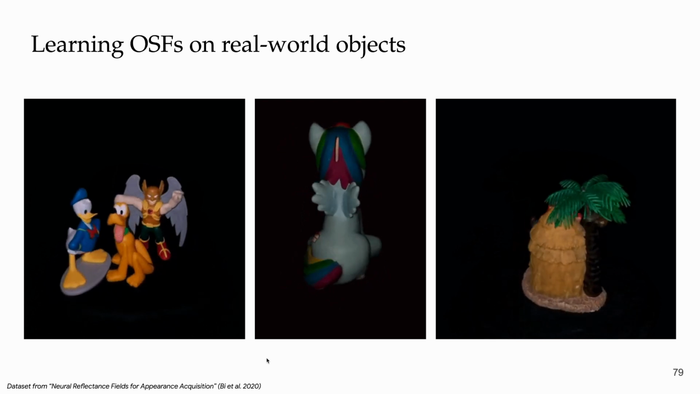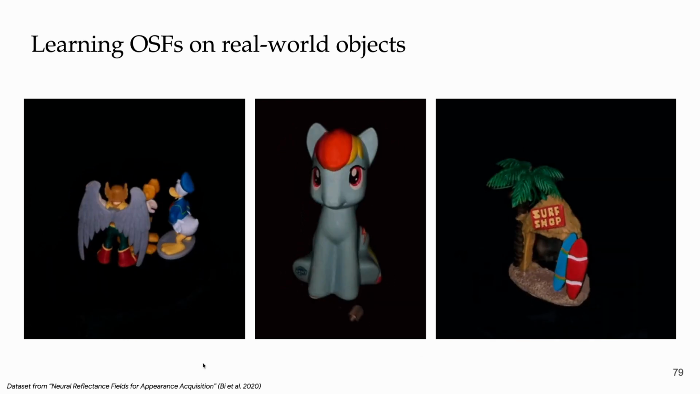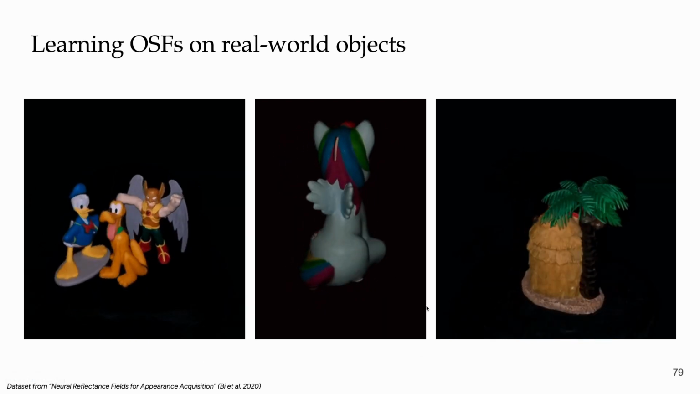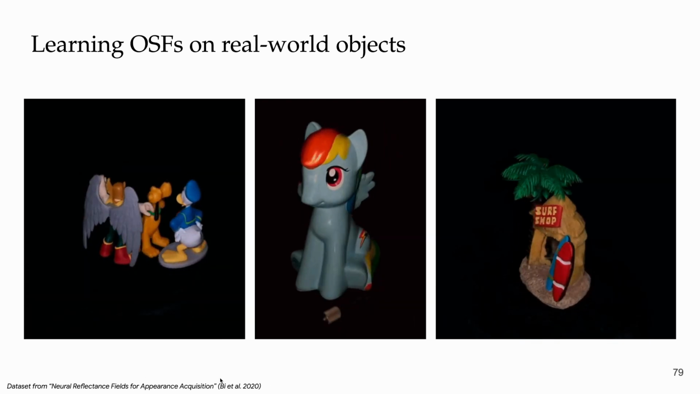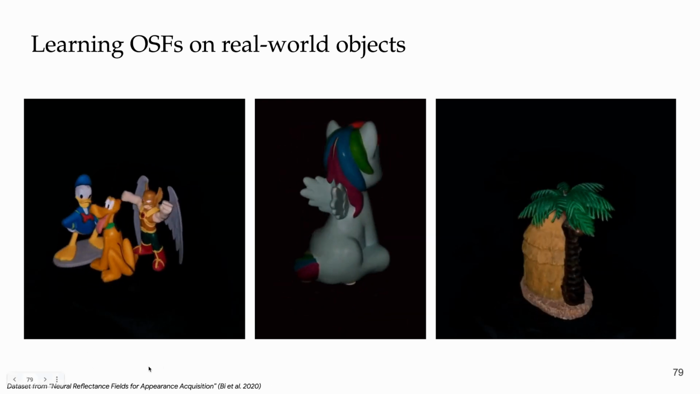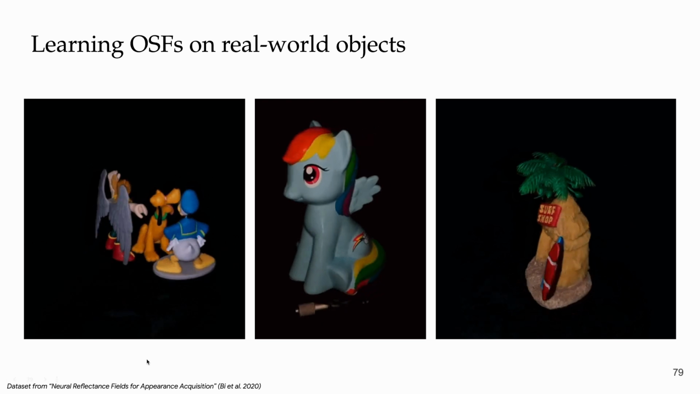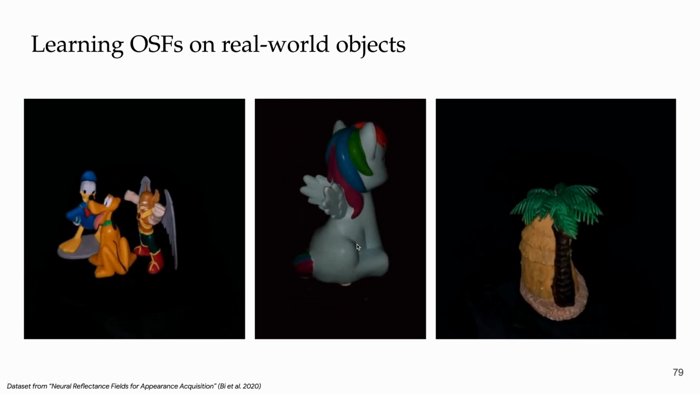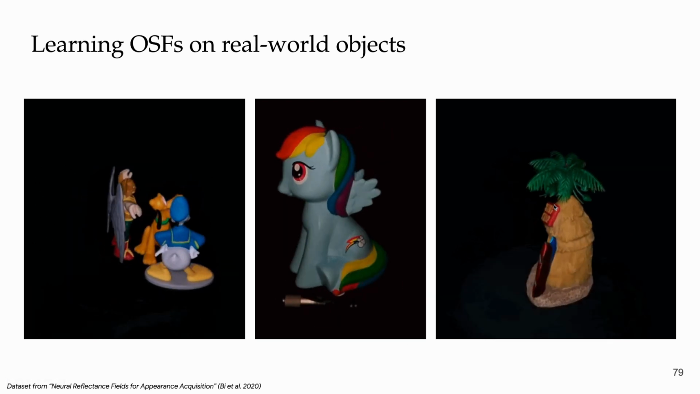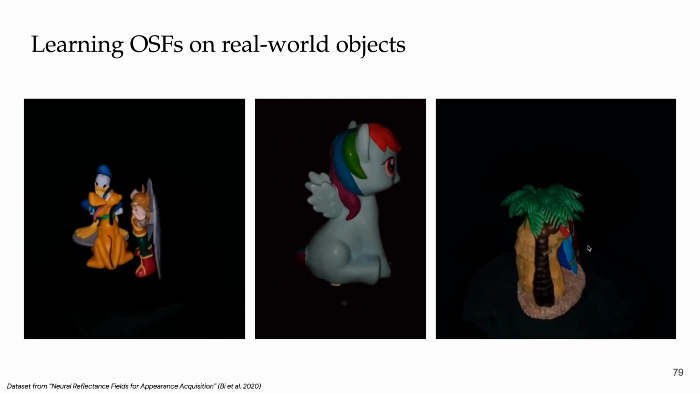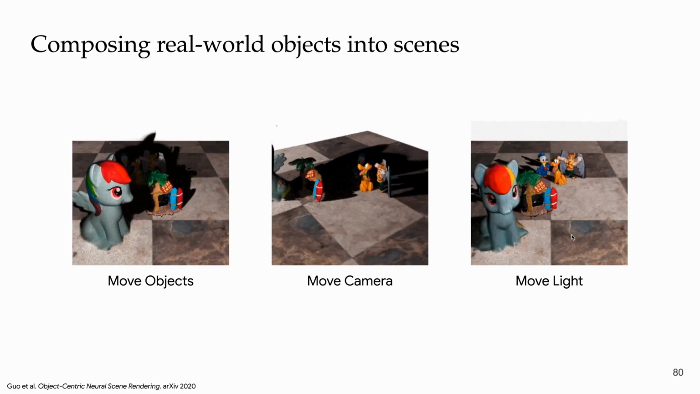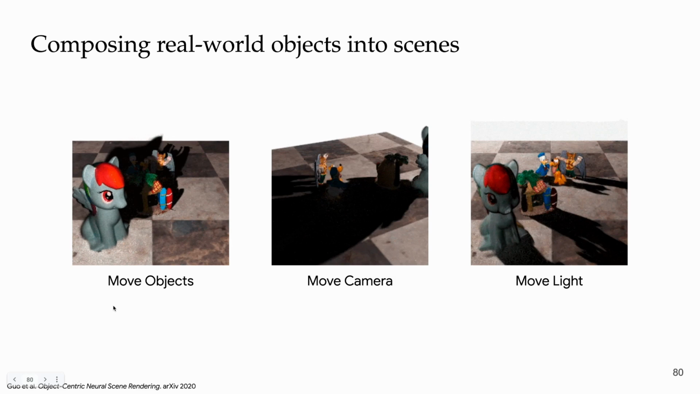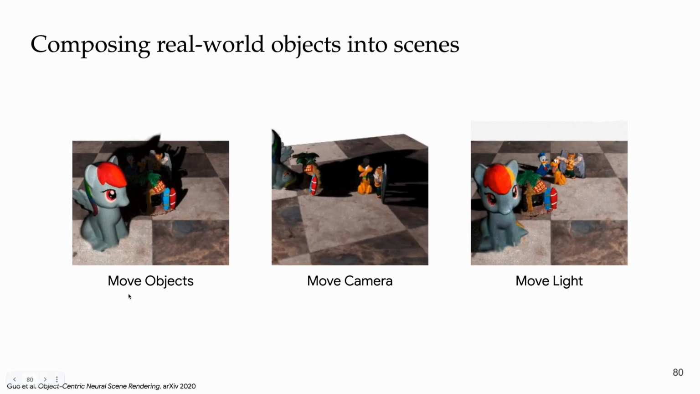Finally, we want to show some real-world results. What we did was we first trained OSFs on individual objects that are captured in the real world. These are objects from the Neural Reflectance Fields paper this year, and these are just different objects that were collected in a darkroom. And here are results on composing those individually learned objects into scenes.